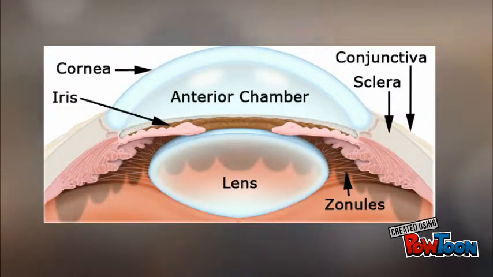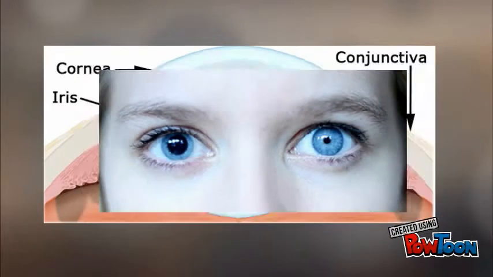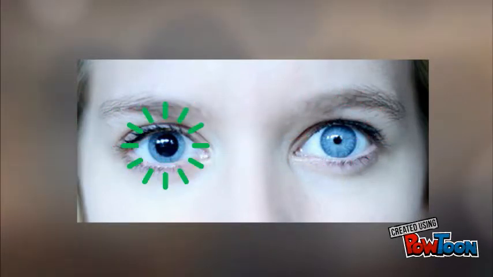The anterior chamber is the front part of the eye between the cornea and the iris. The cornea is the clear window at the front of the eye. The iris is the colored part of the eye and is a group of muscles that control the size of the pupil. The iris will constrict, causing the pupil to get smaller when in a bright environment, and it will dilate, causing the pupil to get larger when in a dark environment.